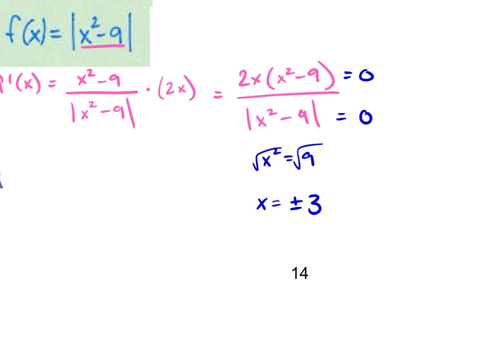In our numerator, we could set both pieces equal to 0, so 2x equals 0, and x squared minus 9 equals 0. We already solved this one. It's the same as what we just got in the bottom. And the other one, 2x equals 0, x would equal 0. So we'd add that to our list of critical numbers. So here we have 3 critical numbers.